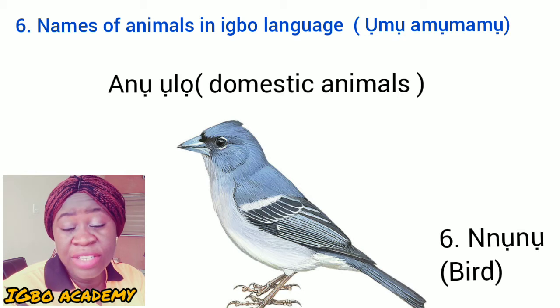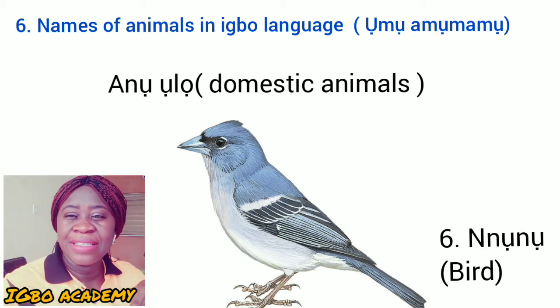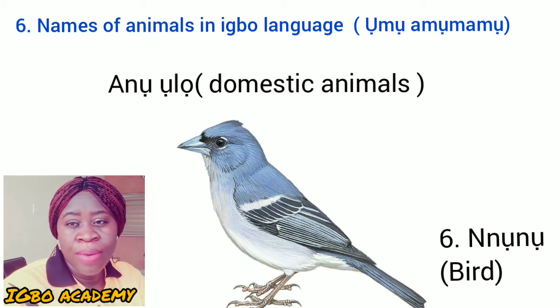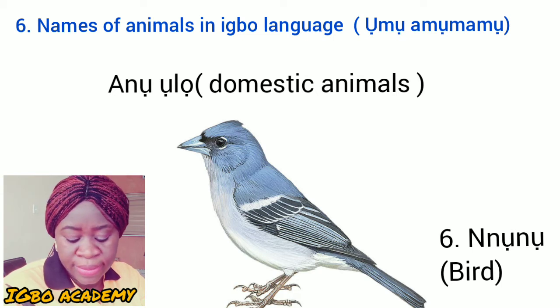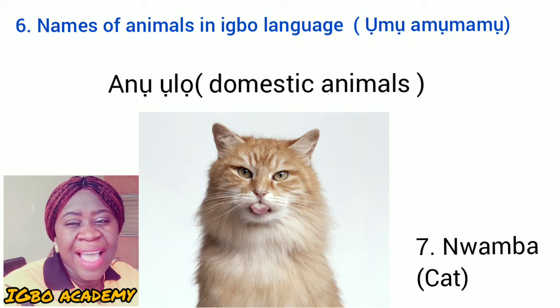Number six is the bird, the bird that flies in the sky. The bird is called nnụnụ. Bird, nnụnụ. Number seven, the cat. The cat is called nwamba. Cat, nwamba.